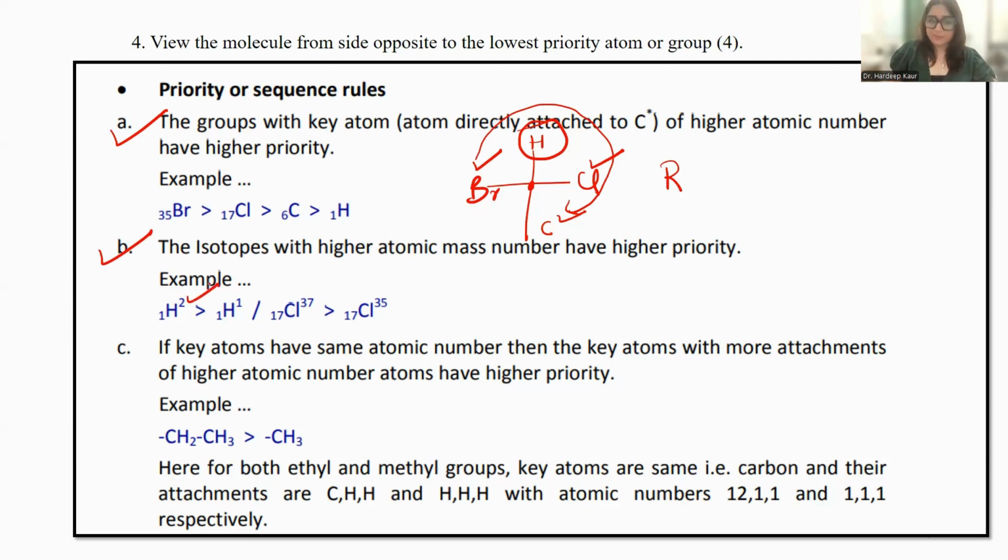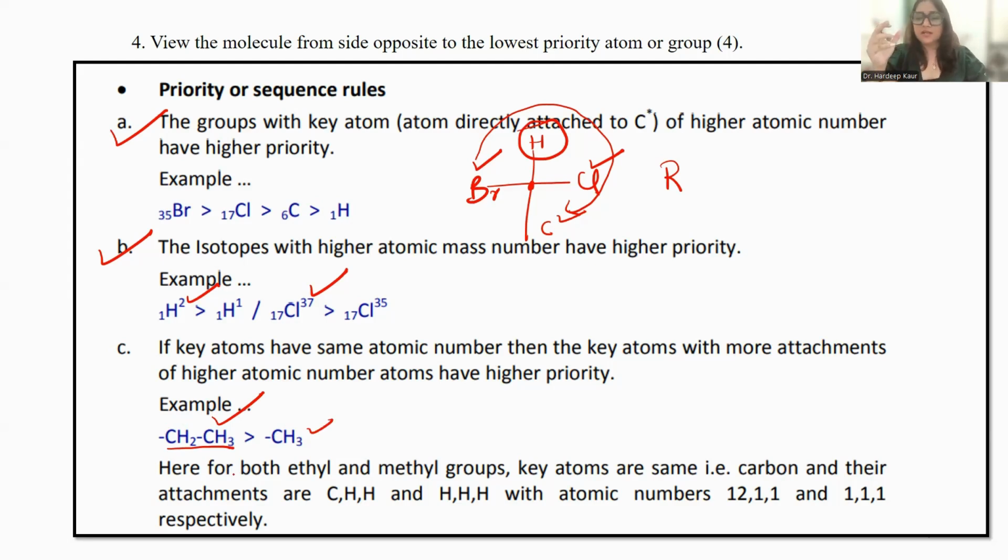deuterium will get the higher priority. Similarly, in the case of chlorine. Sometimes it can happen that the atoms attached will have higher priority according to the key atoms, like CH2, CH3, CH3. So obviously this will have more priority. It's an ethyl group and this is a methyl group.